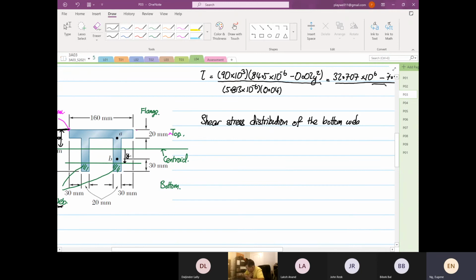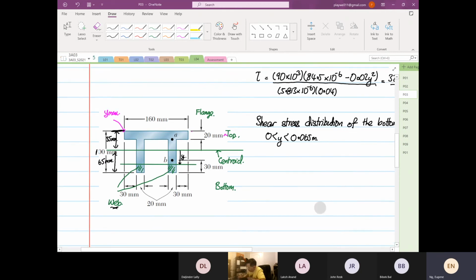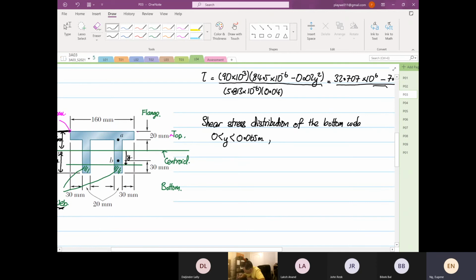So when we do this, again, we just need to find QZ. Let's talk about the limits. The limits go from y up to 0.065 meters. Why is that? Because if this is 100, the distance from here to here is equal to 65 millimeters. When that's the case, we know that our thickness is equal to twice, left and right, multiplied by 0.02, which is equal to 0.04. But let's find our QZ first.